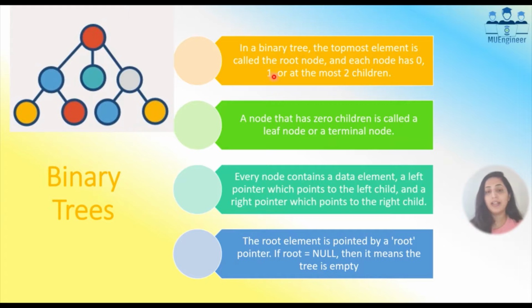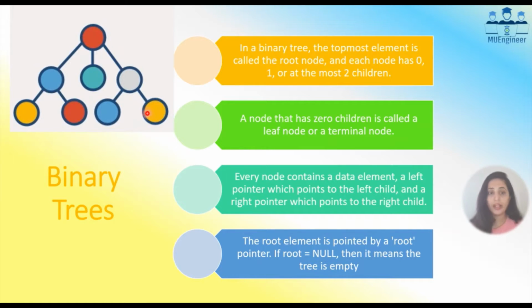A binary tree is explained by these lines. In a binary tree, the topmost element is called the root node. So we see the topmost node over here; this can be called a root node. Each node has 0, 1, or at most 2 children. As the name says, binary means 2, so a node can have 2 children. So maximum 2 children means minimum 0 children.